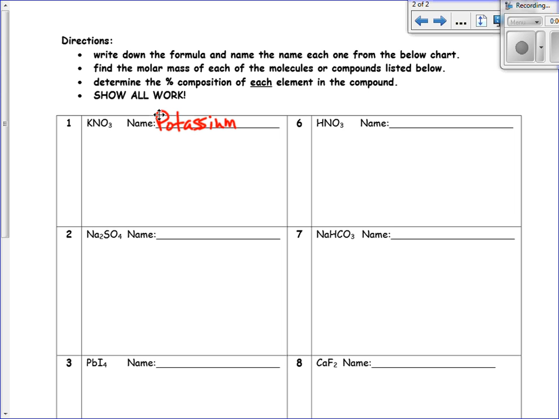Now, what is NO3? It's one of the polyatomic ions. Which one? Is it nitrite or nitrate? It's the A to E one, nitrate. NO3 -1, okay? Nitrate.